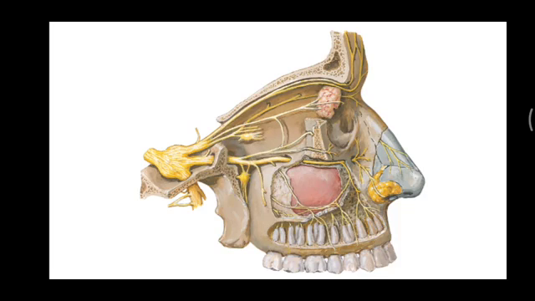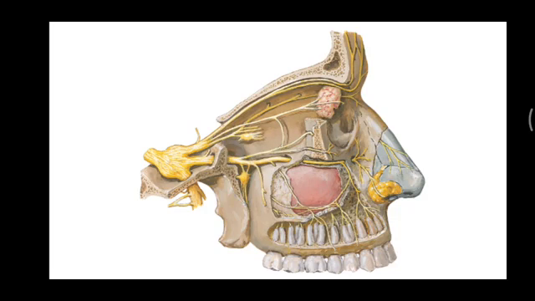Then the infraorbital nerve runs forward along the floor of the orbit in the infraorbital groove. Then it passes through a canal in the floor of the orbit, that is the infraorbital canal, and appears in the face through the infraorbital foramen, below the origin of the levator labii superioris.